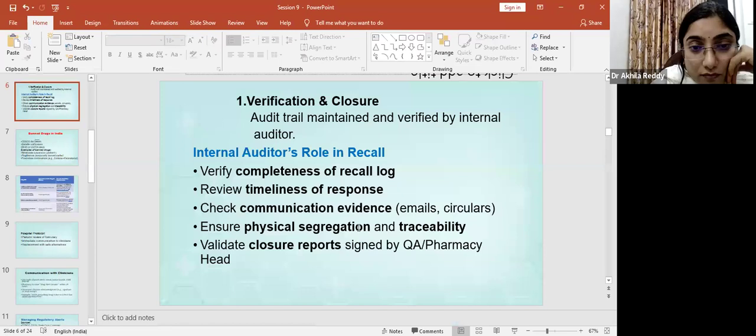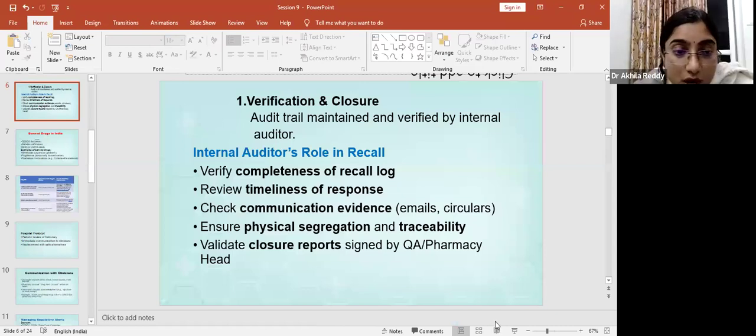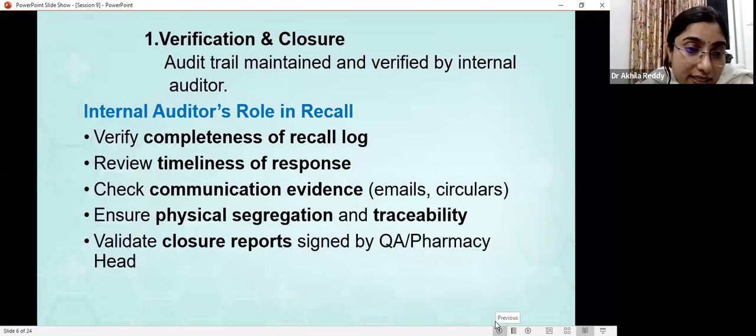Now, the auditor begins verification and closure. Till now, whatever medication is involved and whatever things have been done, they kept aside and they labeled it. Now, the internal auditor will come.